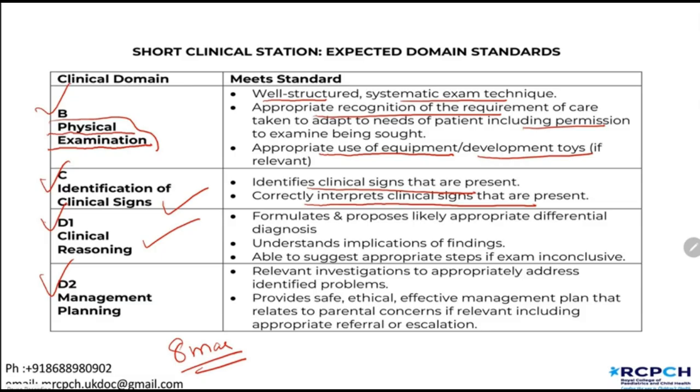And domain D1, that is clinical reasoning, that is formulates and proposes likely appropriate differential diagnosis, and understands the implication of the findings and is able to suggest appropriate steps. And D2 is management planning. So in management planning, the candidate will tell the relevant investigations to appropriately address the identified problems of the patient, and also provide a safe, ethical, effective management plan that relates to the parental concerns if relevant, including appropriate referral or escalation to the specialist.